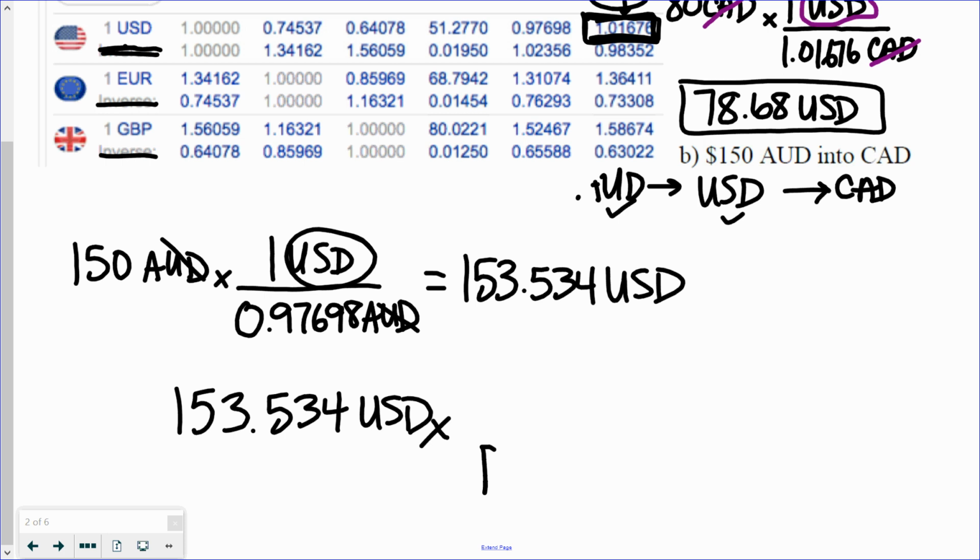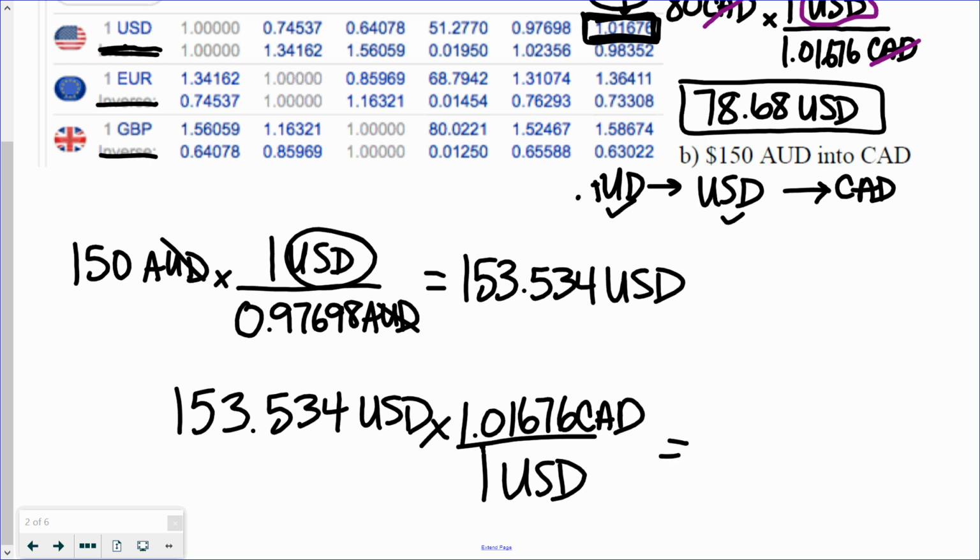So again, 1 US dollar is equal to 1.01676 Canadian dollars. So 153.534 US dollars is equal to, I'm just going to round it now to dollars and cents because that's what makes sense in terms of a money question. So 150 Australian dollars is equal to 156.11 Canadian dollars.